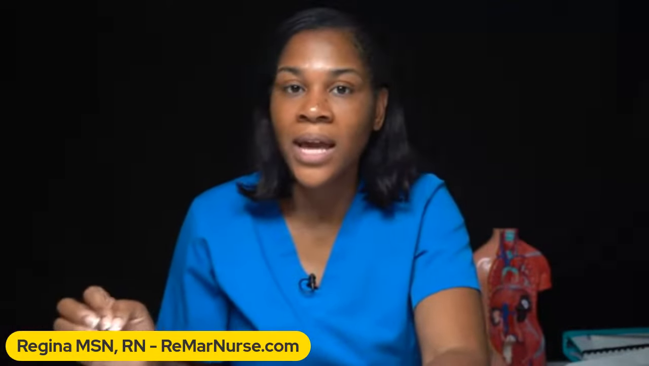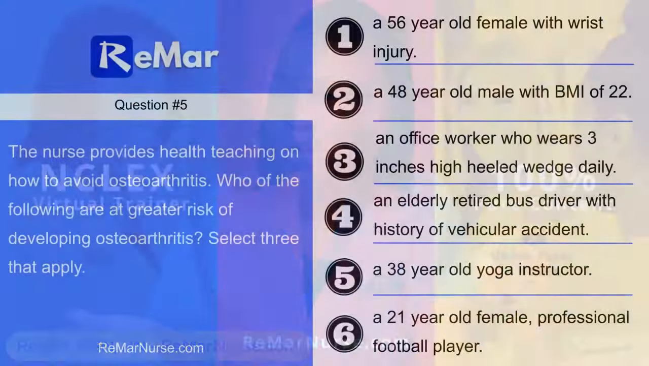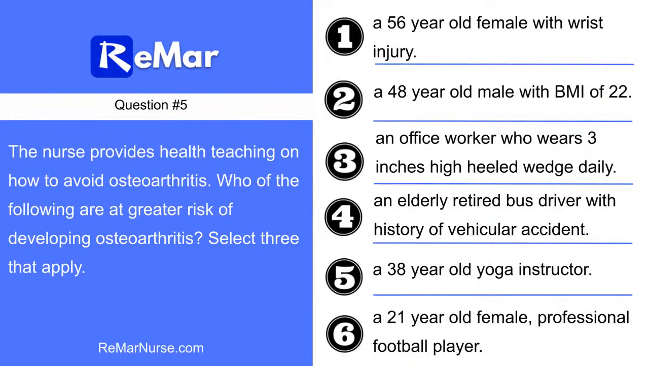I told you guys that with NCLEX, there are going to be more answers that are correct. There are going to be questions where you could say this person has these qualifiers, but you're only looking for 3. So you have to pick the person who is at greatest risk, or most risk. When you look at the other options, this person is not going to outrank the office worker because they're younger, and the office worker wears heels daily. The other two people are not going to outdo a 56-year-old with a wrist injury, who is older, or number 4, the elderly retired bus driver. I cannot put 6 above 3 either.